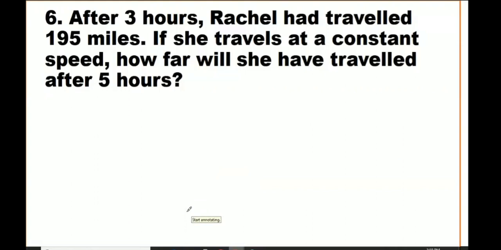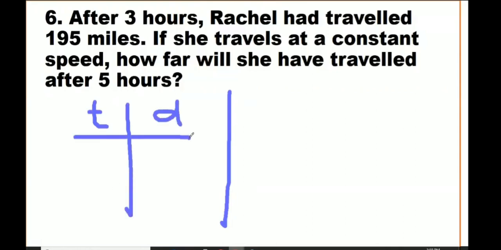Number 6. After 3 hours, Rachel had traveled 195 miles. If she travels at a constant speed, how far will she have traveled after 5 hours? All right. So again, table method, time, distance. First given, 3 hours. Rachel can travel for 195 miles. How about after 5 hours? How much will she have traveled?